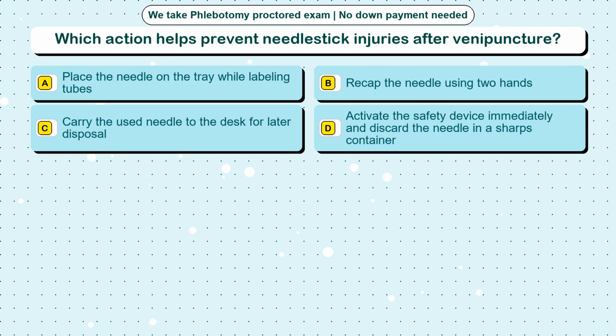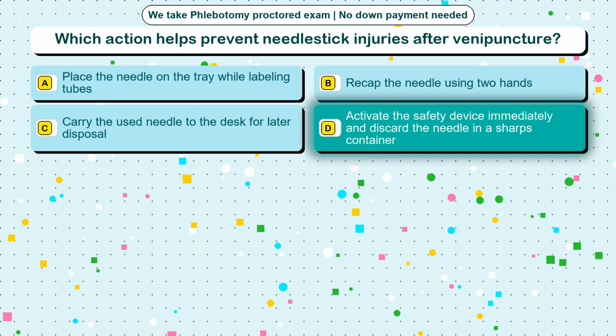Question 82. Which action helps prevent needle stick injuries after venipuncture? Option A. Place the needle on the tray while labeling tubes. Option B. Recap the needle using 2 hands. Option C. Carry the used needle to the desk for later disposal. Option D. Activate the safety device immediately and discard the needle in a sharps container.